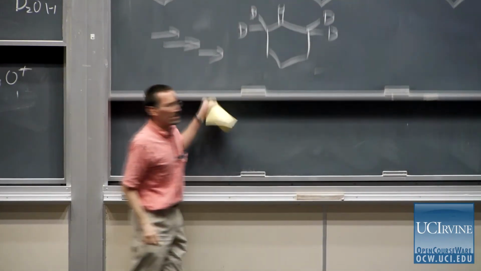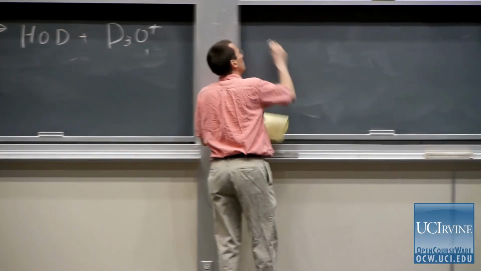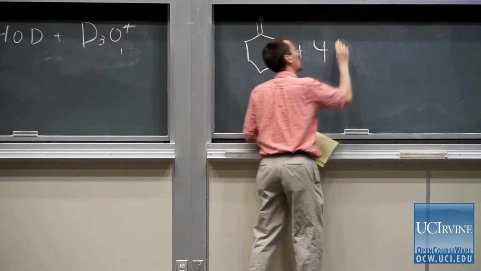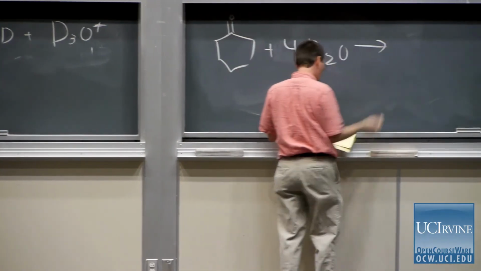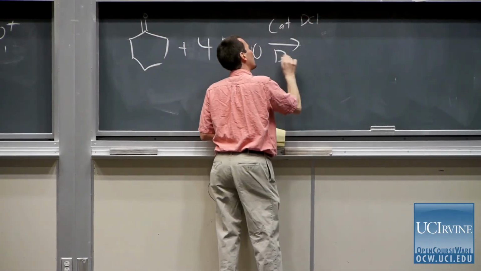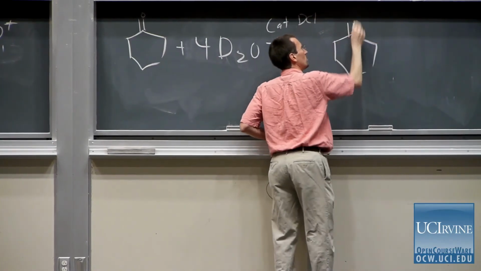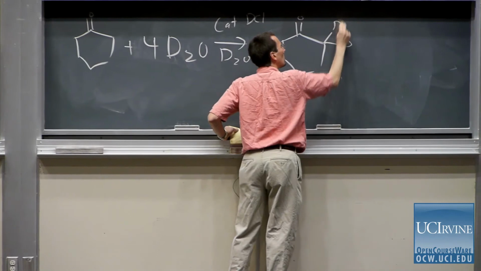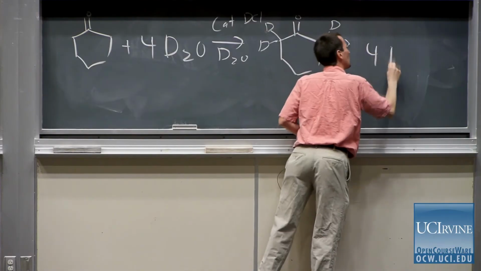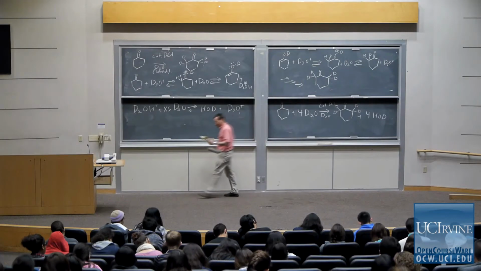And organic chemists are terribly bad at balancing equations, but if I want to write a balanced equation, I would write that our ketone plus 4 D2O goes with catalytic DCl in D2O solvent to the fully deuterated ketone plus 4 HOD in lots and lots of D2O.